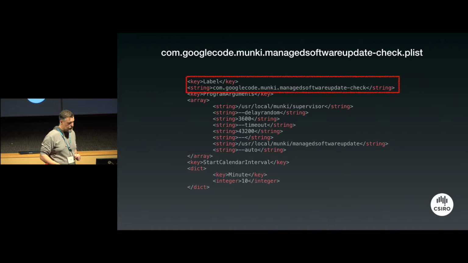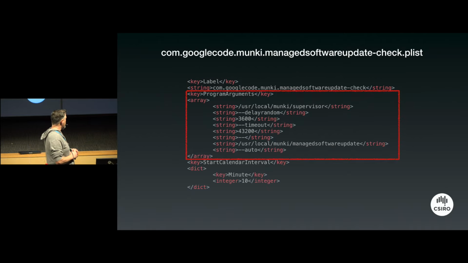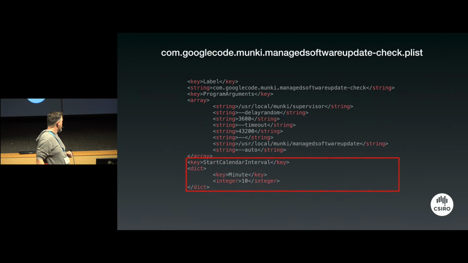If we have a look at the update check, you can see we have the label there, so that's unique. It tells LaunchD we're looking for update check. We have the program arguments, and this is the arguments that Munki runs. So if you were to type that out on the command line, it would be all of that as one big long line. And we have a start calendar interval that says run every 10 minutes.